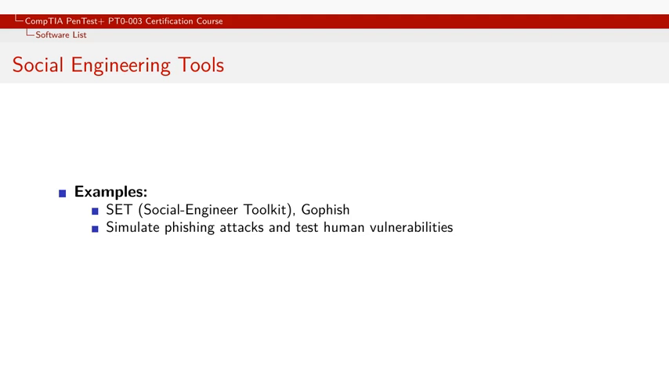In this slide, we will be discussing social engineering tools, which are an important aspect of the CompTIA PenTest Plus PT0-003 certification course. Social engineering tools like the Social Engineer Toolkit (SET) and GoPhish are essential for simulating phishing attacks and testing human vulnerabilities. SET is designed to automate a variety of social engineering attacks, such as phishing, credential harvesting, and more. GoPhish, on the other hand, excels at creating and managing phishing campaigns, allowing you to evaluate how susceptible your target is to phishing attacks.